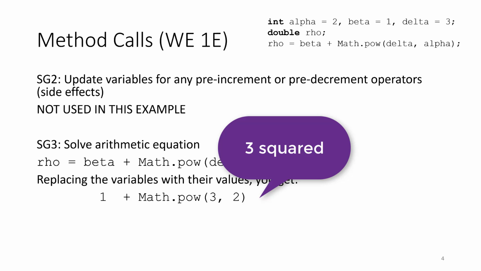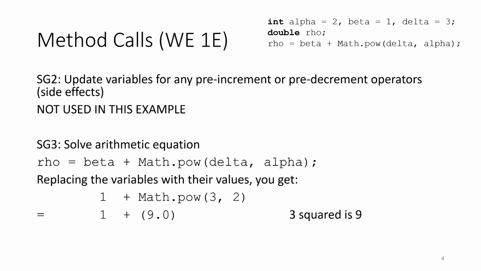Math.pow raises the first parameter, or first value, to the second power. So in this case, we would square the value of 3 to get 9, and remember that it returns a double, so we have 1 plus 9.0. This results in a value of 10.0.